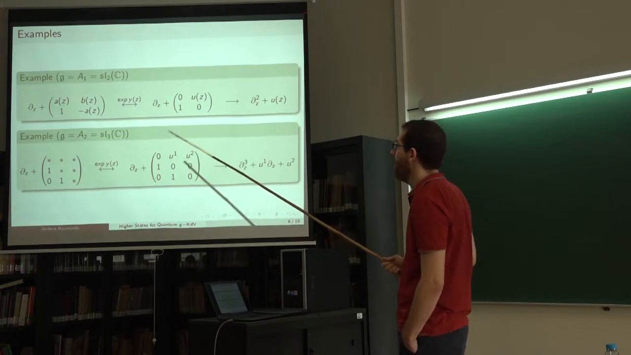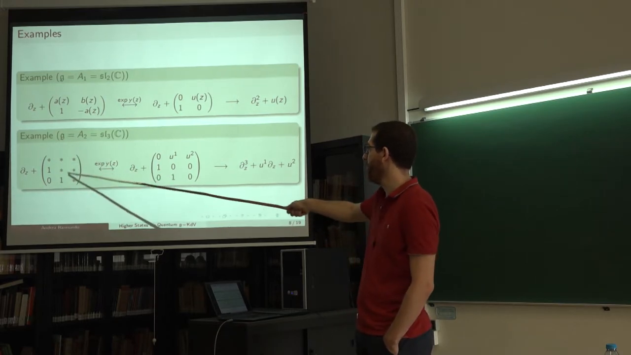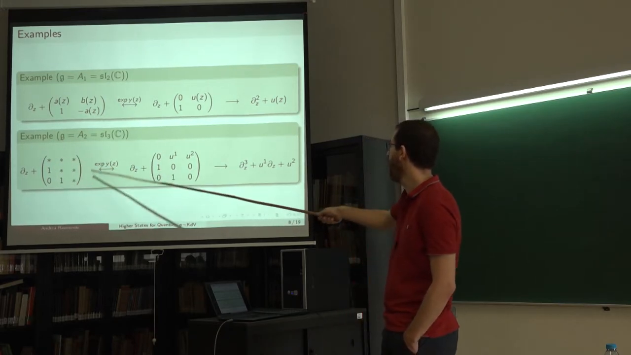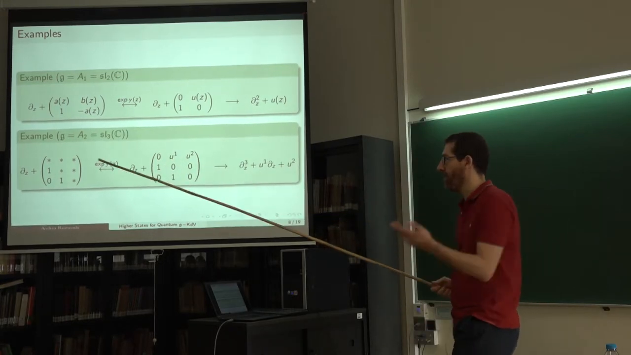Schroedinger operator. Well, SL3, again, you take this with, I didn't bother to write the coefficients here, but the trace is zero. And again, you can equivalently write it in this way and get a third order operator. And that's it.